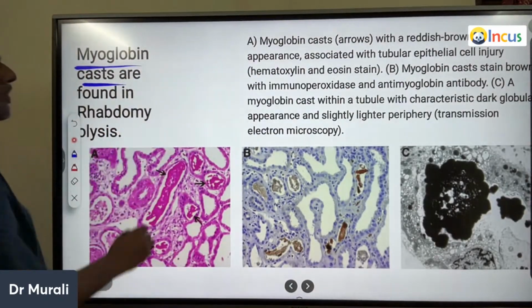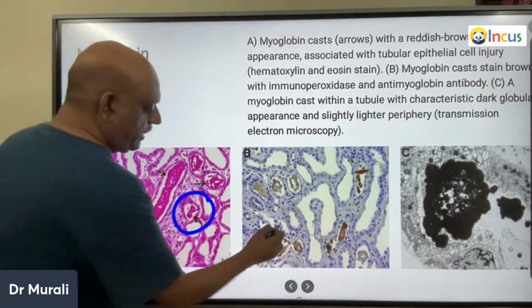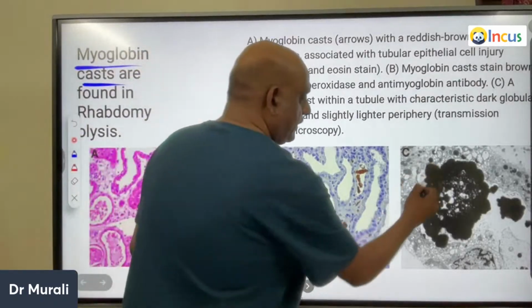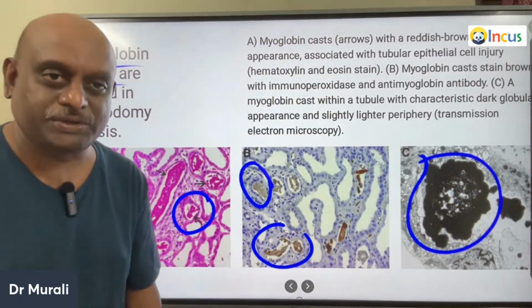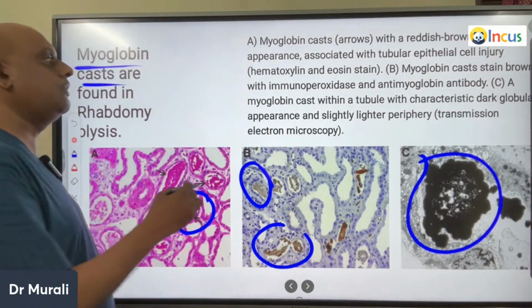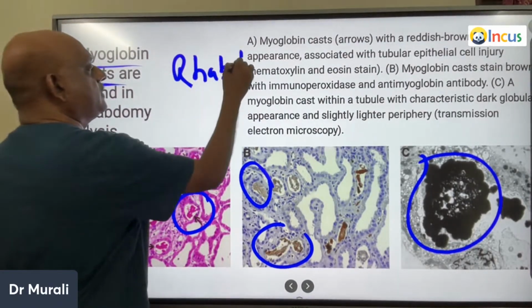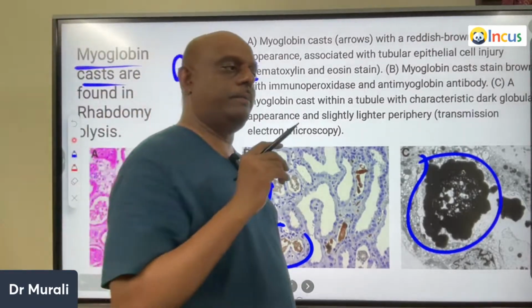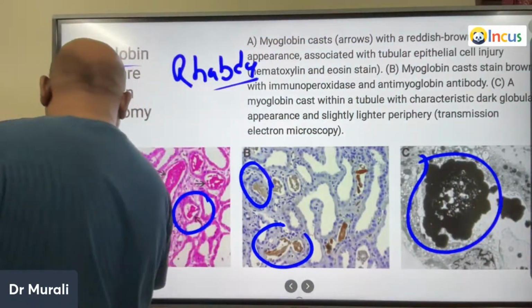So where do you see myoglobin casts? Myoglobin casts histologically. You can see the myoglobin casts if you do the electron microscopy. So myoglobin casts are the feature of rhabdomyolysis. In rhabdomyolysis, you get myoglobin casts histologically, which you need to remember.